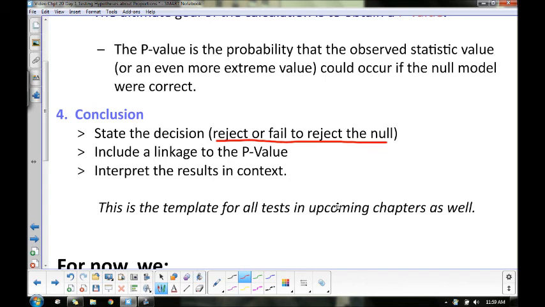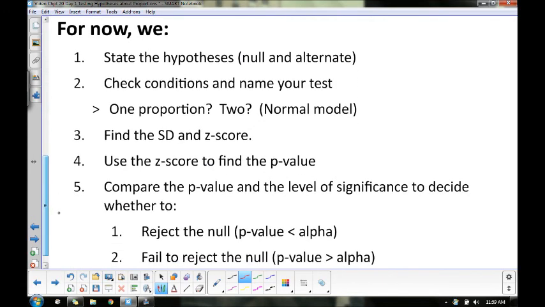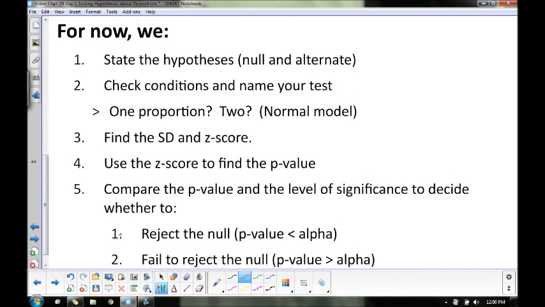Every single chapter that we're going to see coming up is going to use this same four-step procedure. So for now, what I'm going to be looking for every time that you do this is to say, did you state the hypotheses, both null and alternative? Did you check the conditions and name your test? When you do that, you always want to specify whether it's a 1 proportion or 2. Again, we're going to talk about that a little bit later on, and whether or not you follow the normal model.